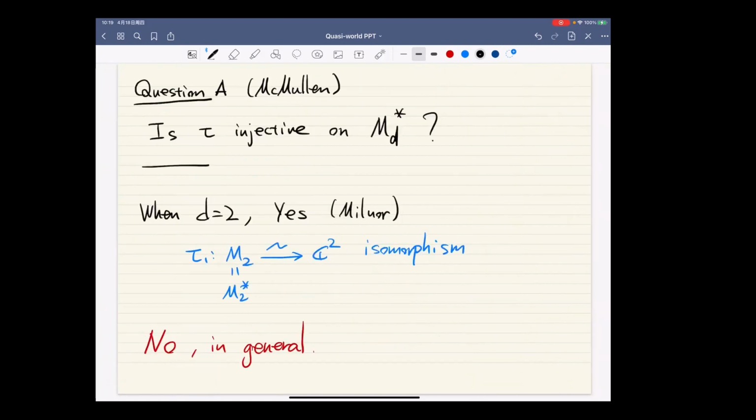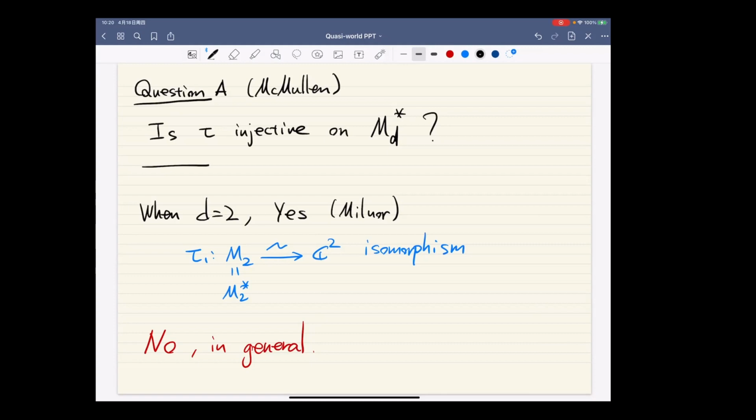Okay, so in the same paper of McMullen, he asked the following question: is this map tau, the multiplier spectrum map tau, injective on M_d star? So what he means is that in McMullen's theorem, we know that the multiplier spectrum determines f up to a finite subset, but does it determine f not just up to a finite subset?